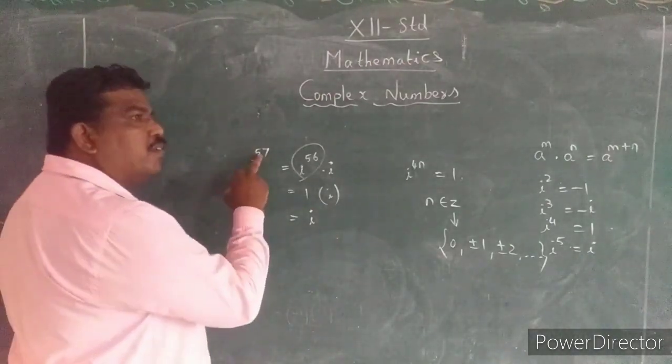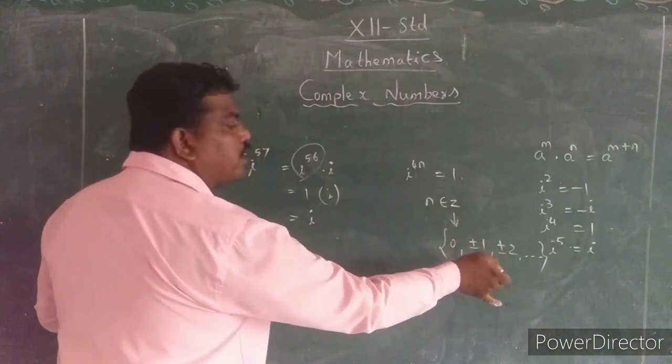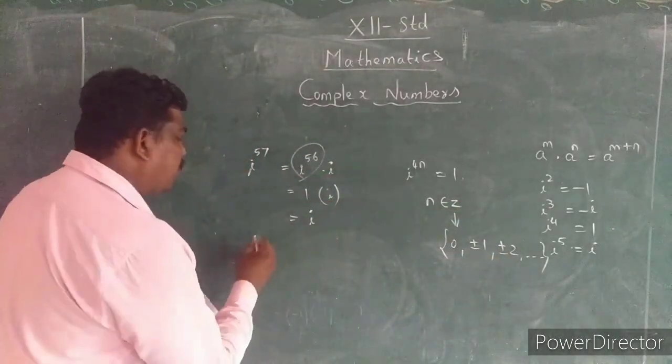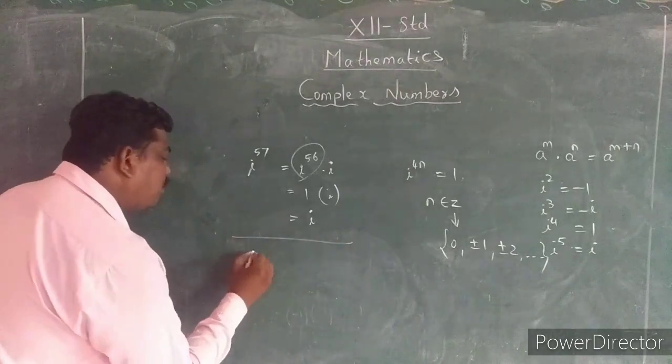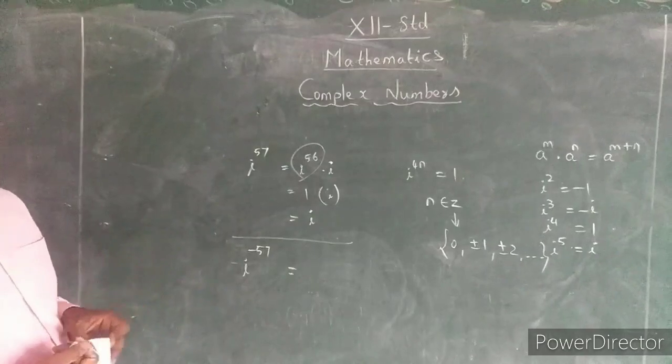So positive power is okay. Integer is nothing but it contains both positive and negative. Then what about the negative? How can I get the value if it is negative? i power minus 57. Is it possible to find the value if the power is negative?